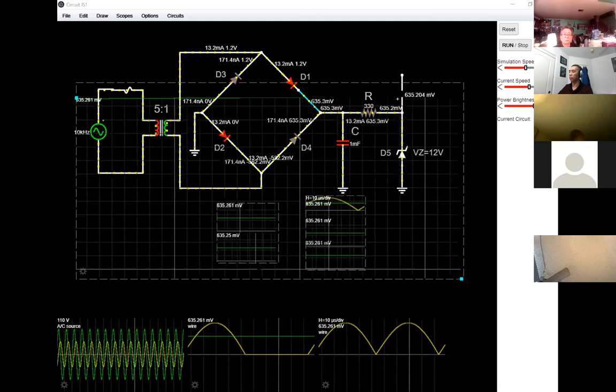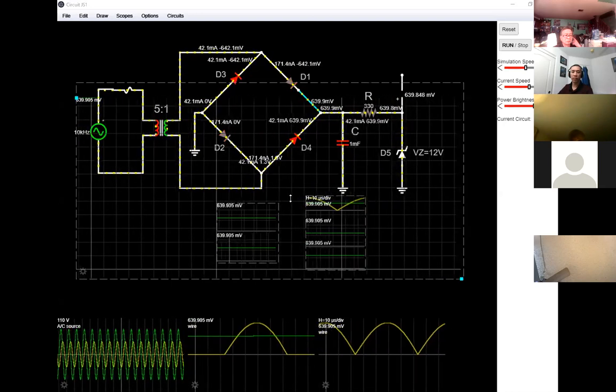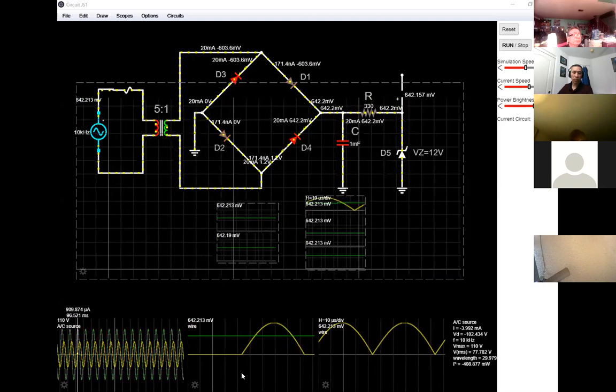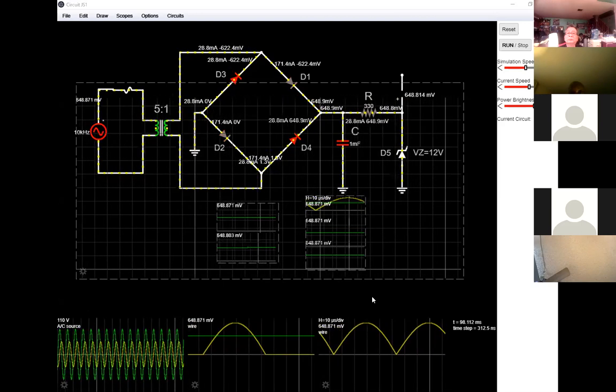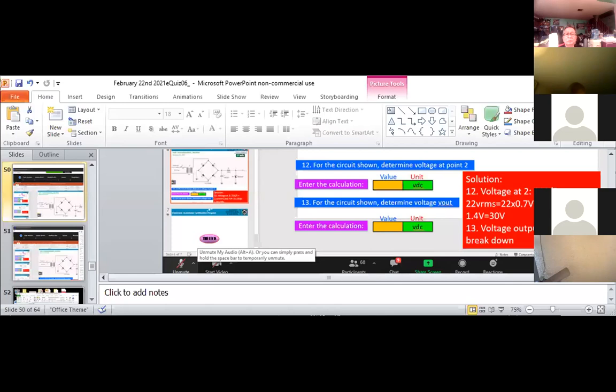Can you see that PowerPoint pop up? Hello? No, we're only seeing what you got. We only see the Falstad circuit. All right, hold on. You see that PowerPoint? Yeah, okay.